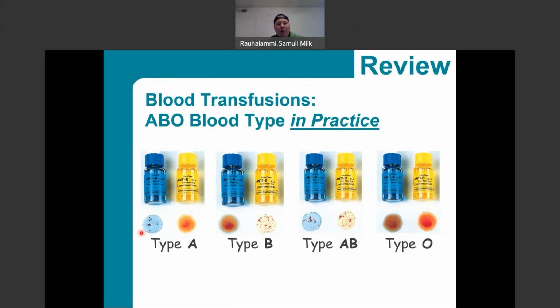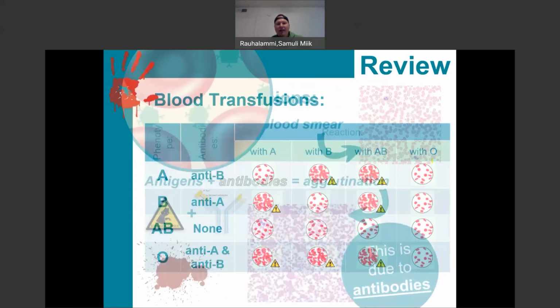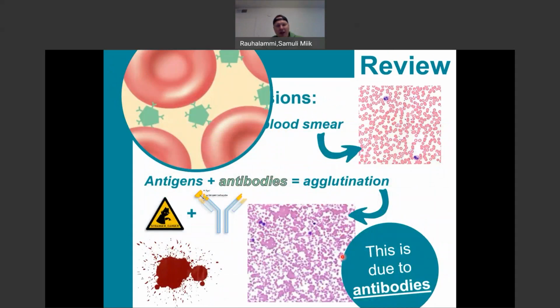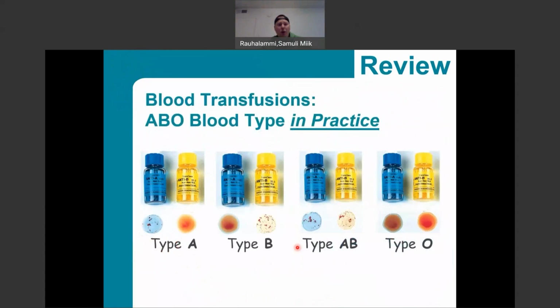And by reaction, I mean this agglutination where we can see this clumping of these red blood cells that we had a look at just a while ago on this diagram, this agglutination reaction. So that allowed you to work through your ABO blood type.